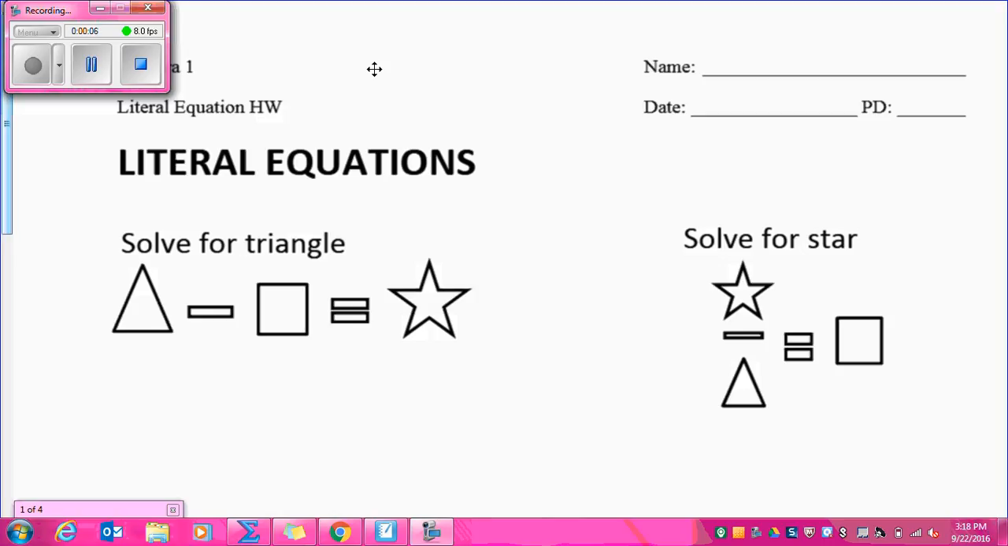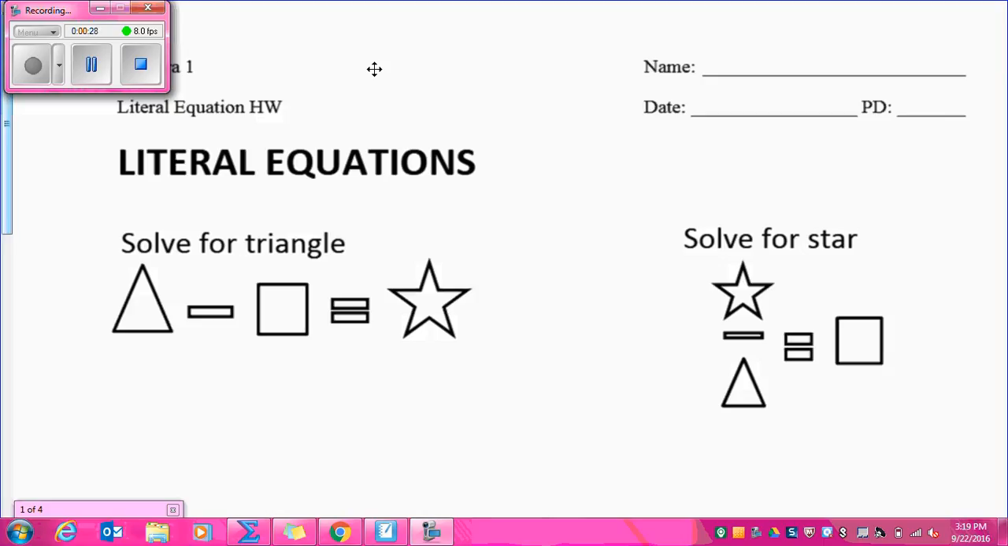Today we're going to be talking about literal equations. Literal equations are very similar to normal equations. The only difference is that they have a lot more variables in them. So we're going to solve them the exact same way, using our inverse properties and properties of equality and stuff like that. But we're just not going to simplify them, basically. So let's go ahead and get started.